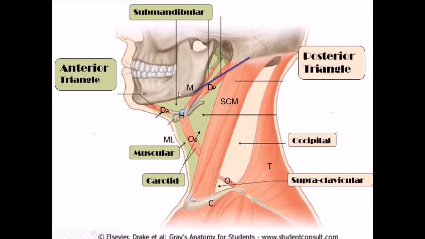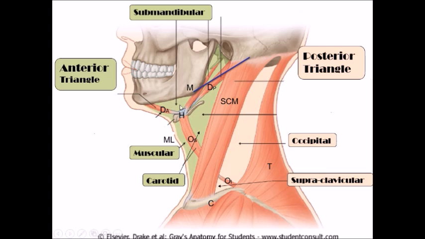Superiorly, this is a reverse triangle, so this forms the base. Superiorly we have the base of the mandible itself, as well as the imaginary line drawn from the angle of mandible up to the mastoid process. And inferiorly we have, anterior inferiorly, what is this muscle? This is the digastric muscle, anterior belly of the digastric. Posterior inferiorly we have the posterior belly of the digastric.